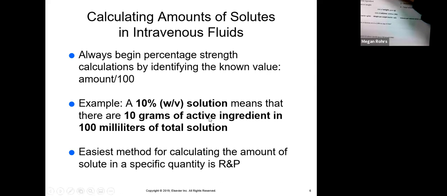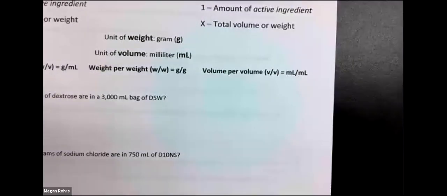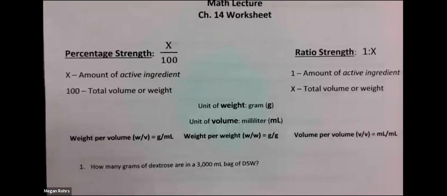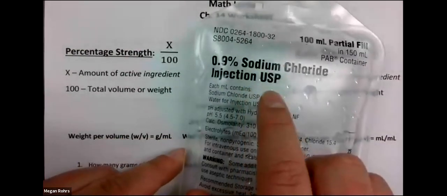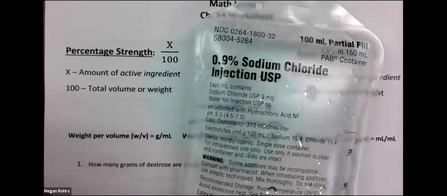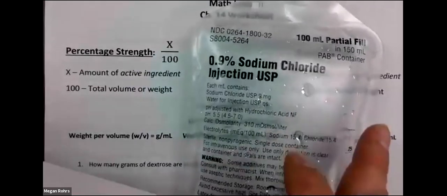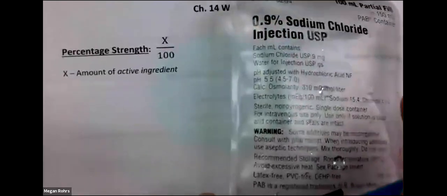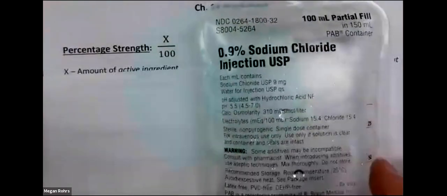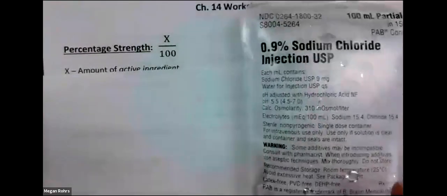So let's just take a look at this bag real quick that I have. I have a 0.9% sodium chloride injection, okay? So what that means, like I told you earlier, this is a weight per volume solution because the powder active ingredient was measured in grams and then it was dissolved into the liquid, which is measured in milliliters.